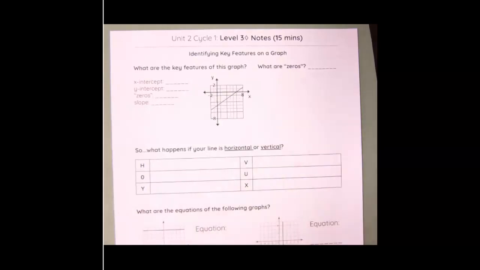Alright guys, welcome to the Unit 2 Cycle 1 video for Level 3 Diamond. Today we're going to be learning about how to identify key features on a graph, and we're also going to learn about U2C, which is how we graph horizontal and vertical lines.